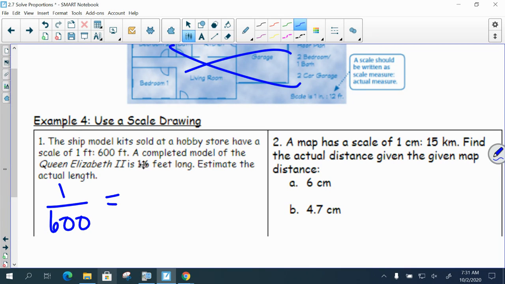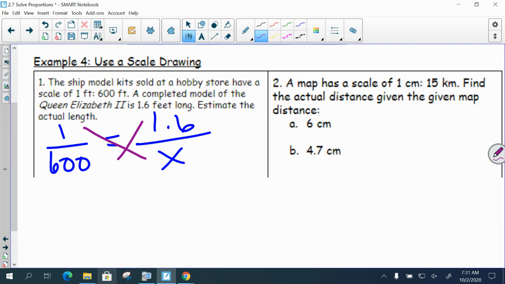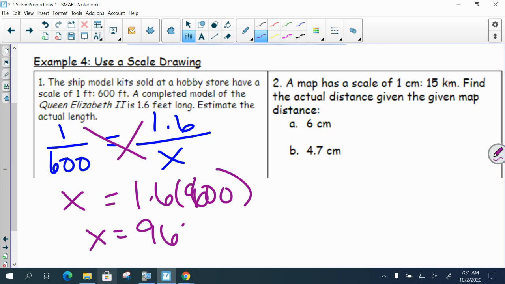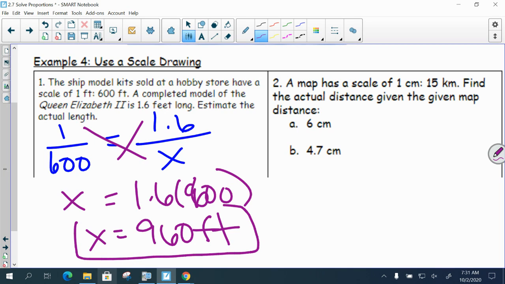So our model, and obviously the 1 is for the model and the 600 is for the actual length. So our model is 1.6. The actual length is what we're trying to find, x. So then you would use the cross product. 1x equals 1.6 times 600, which ends up being 960 feet for the actual length of the Queen Elizabeth II.